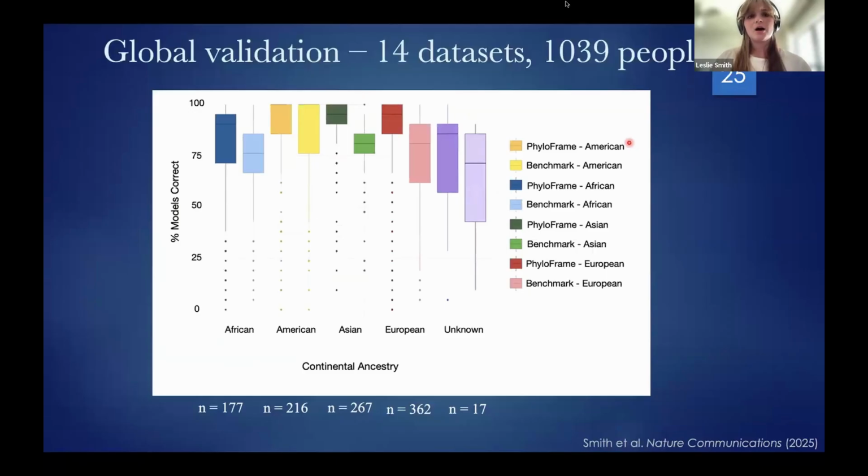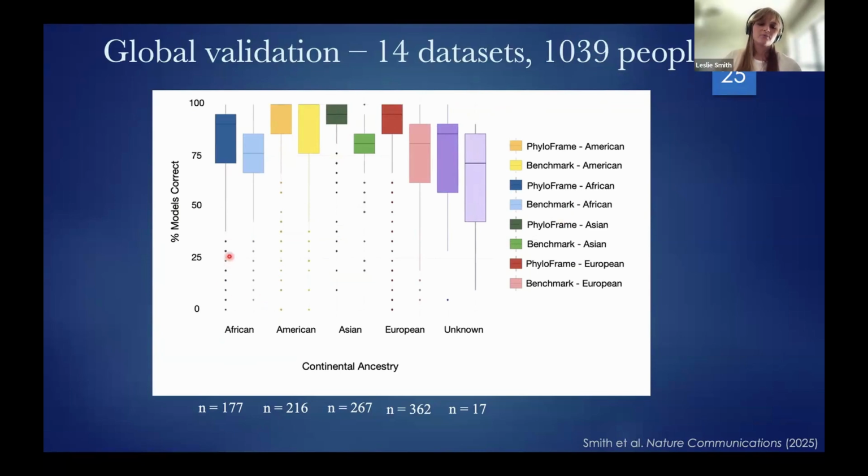We also did a global validation set. So here we looked for any transcriptomic data set that had ancestry and subtype information. And so we ended up with 14. We classified them to the 5 continental ancestries.